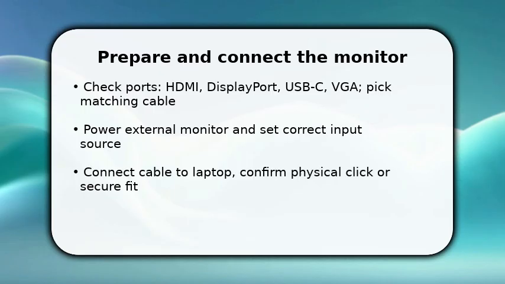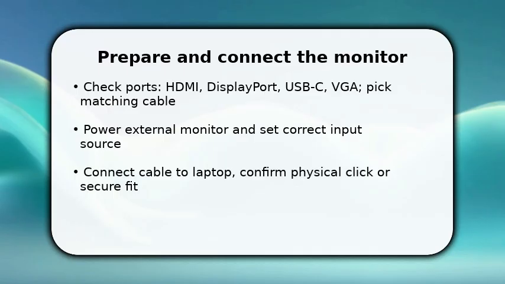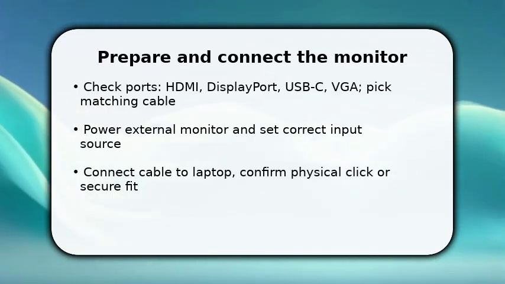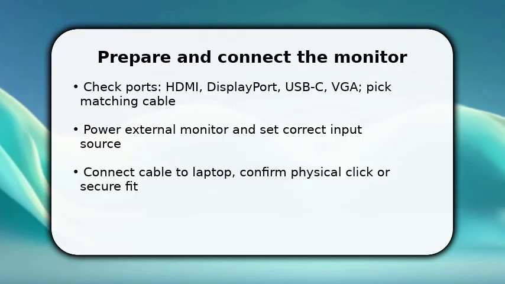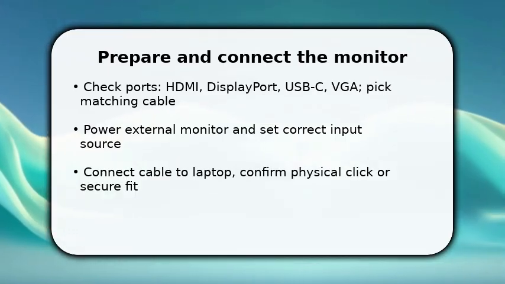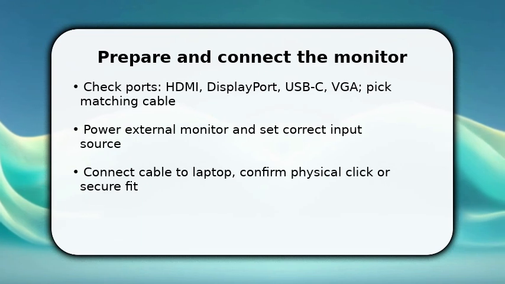Once connected, power the laptop and monitor. You should see a signal or the laptop will detect an external display. If nothing appears immediately, toggle the monitor input and make sure cables are seated. This gets you into the first actionable state for enabling a second screen.